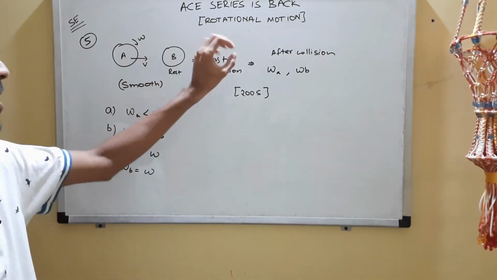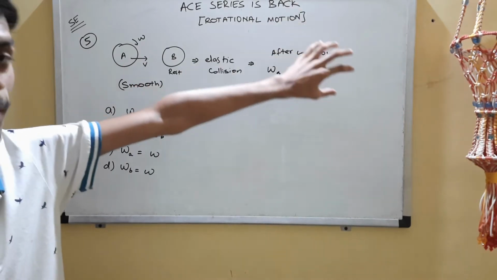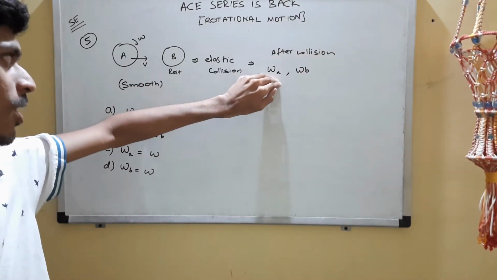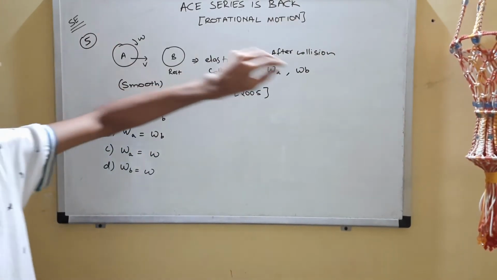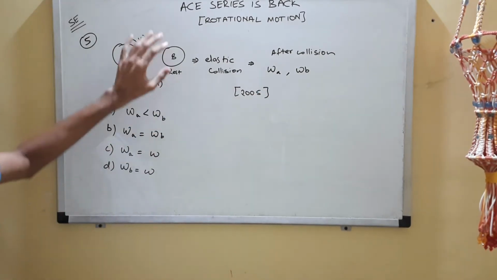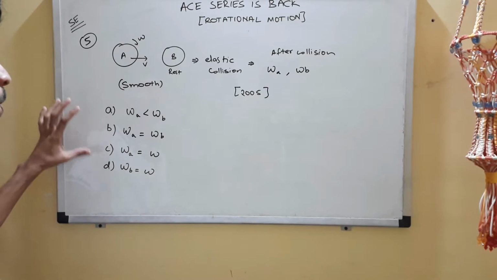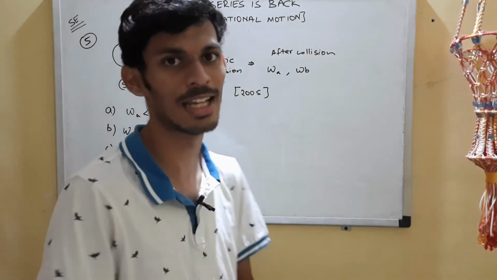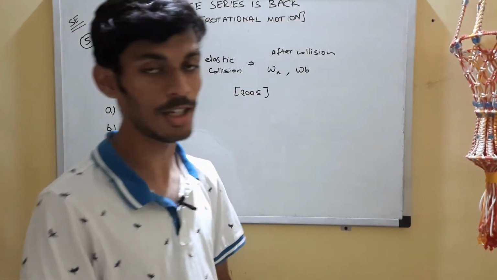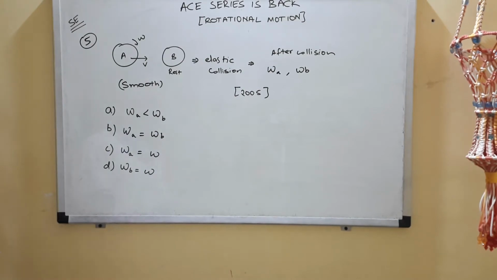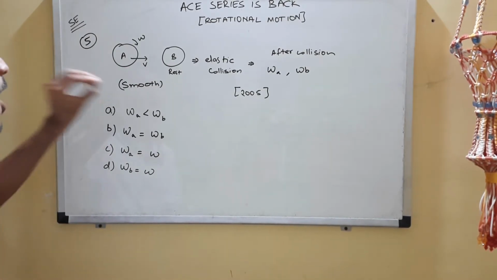After some time they undergo collision, and after the collision omega A is the angular velocity of A and omega B is the angular velocity of sphere B. You are supposed to tell which comment about omega A and omega B is correct. You can in fact give it a try. It's very simple actually. You just have to catch one thing over here: they are smooth.